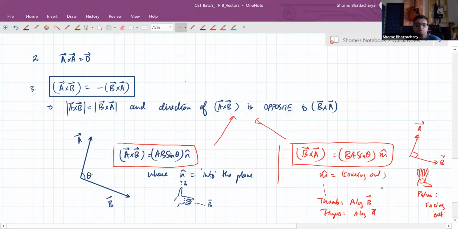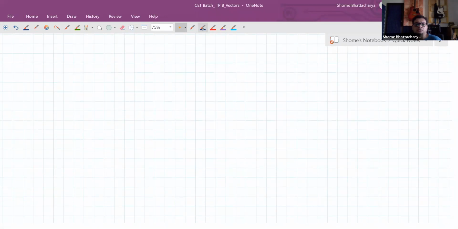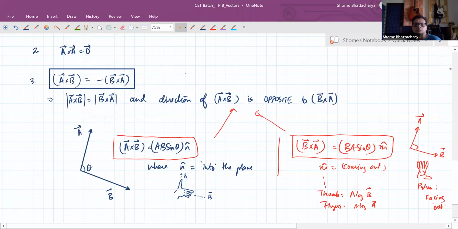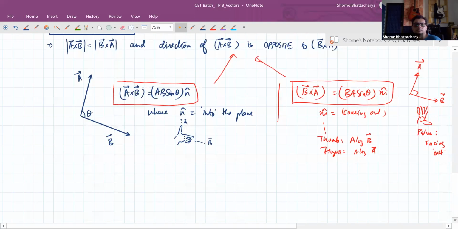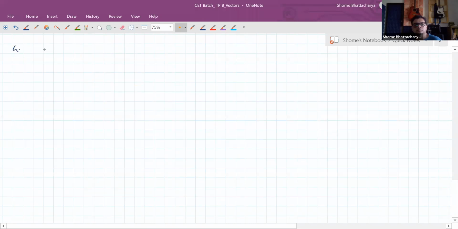So hope this is clear fully, people. Okay. Then the next property is that if you are taking cross product of A with the sum of two vectors B and C, we can apply the distributive principle and make it A cross B plus A cross C. Okay. So इसको कहते हैं distributive property.